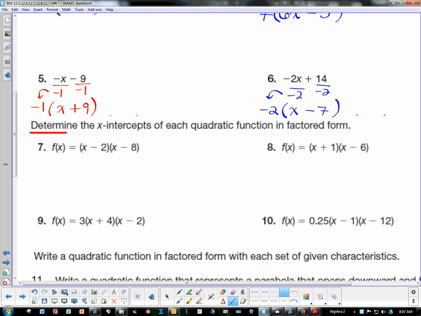All right, very important here, the next instructions. It says, determine the x-intercepts of each quadratic function in factored form. What you're seeing right here, this is in factored form. This x minus 2 is factored, and this is factored. Now, I want you to think about this for a moment. This is difficult to understand for the first time seeing this.